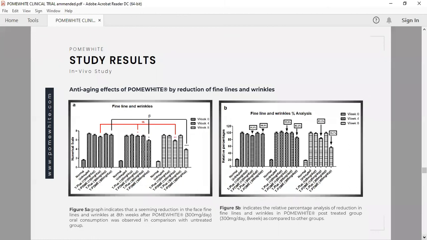Then the fine lines and wrinkles are also reduced, along with the scar reduction, the whitening properties and the antioxidant increase. Within the numerical scale of 0 to 8, in the Pomewhite treatment group at 300 mg per day for 8 weeks, we got a decrease in fine lines and wrinkles. The percentage analysis also revealed the same thing, almost a 45 to 50% decrease in the fine lines and wrinkles.